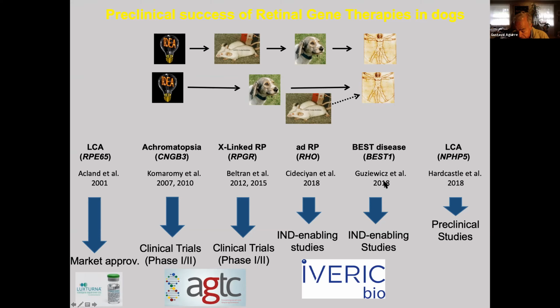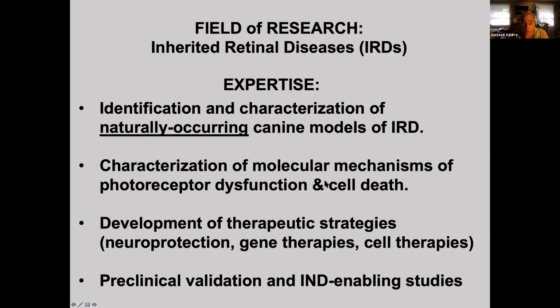NPHP5 mutations. And this has shown really dramatic, not only recovery of function that was not there, but preservation of retinal structure. So what we do is identify and characterize naturally occurring canine models. These are dogs we find in our clinic population, or which people bring specifically for second opinion.